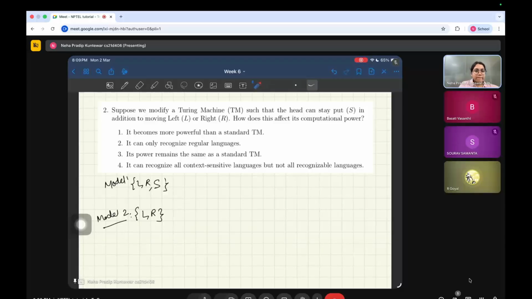So both would be having the same power. Yeah, both would be having same power. It becomes more powerful than the standard Turing machine. No, it can only recognize regular languages. No, its power remains the same as a standard Turing machine. It can recognize all context-sensitive languages, but not all recognizable languages. No, no, no. It will be Turing recognizable. So answer number three is correct.